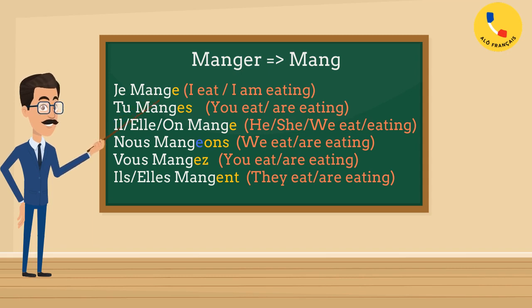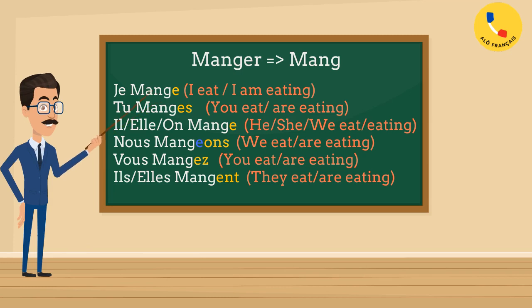GEONS will give the sound of jo, which means mangeons. Mangeons. And this is why we make this change. This is the only reason. There is no other reason for that. So now you can understand why we have put this extra E. So I hope you can easily understand.